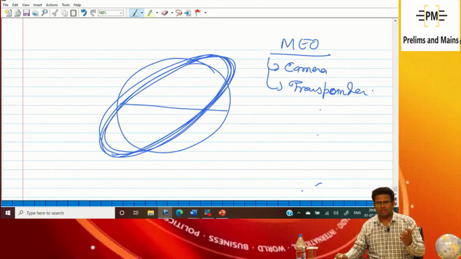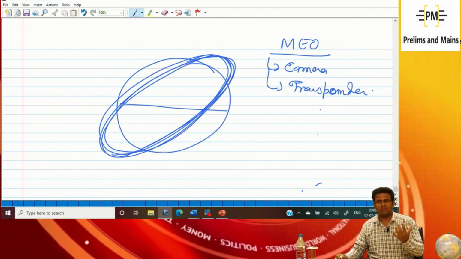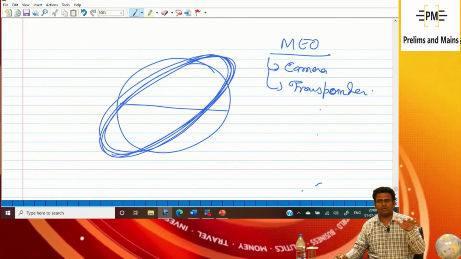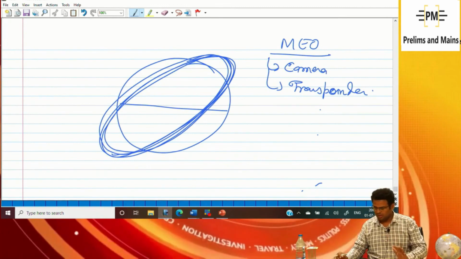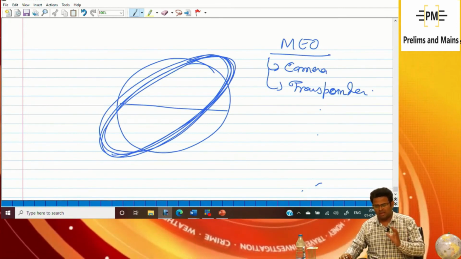As I explained for temperate grassland, what is the meaning of temperate grassland? It means grassland will be there, but along with it there will be some trees also. But in the medium earth orbit, a camera can also be there.